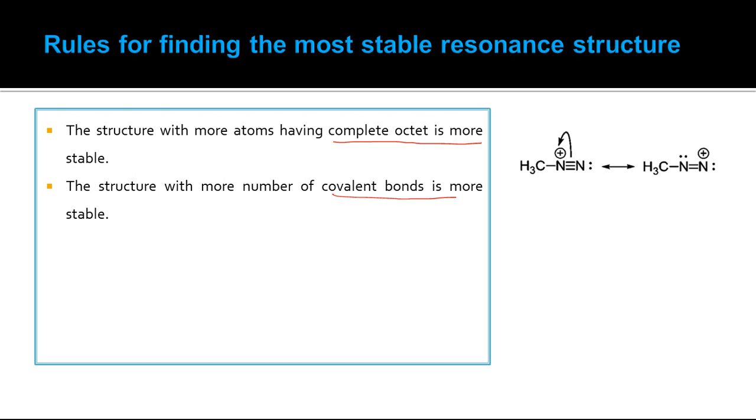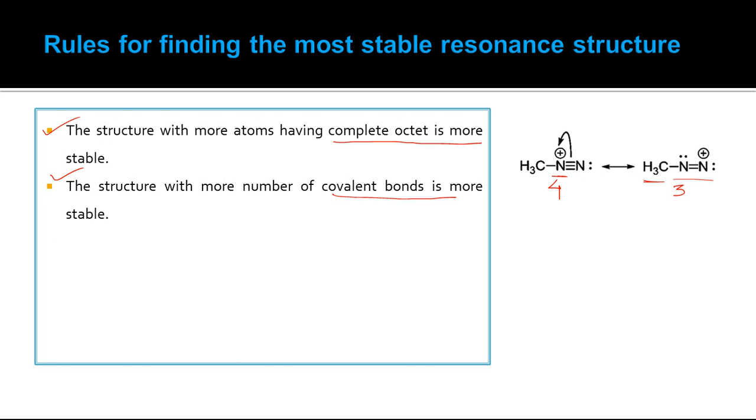Here we have CH3N2+. Positive charge is present over this nitrogen, and for the other resonance structure, if we break one of the bonds of this triple bond, then we will get this structure. Now in the first structure, the octet is complete, so this rule is satisfied. And if you see the number of covalent bonds, the total number of bonds here is 4. I am not considering the CH3 bonds because they are common in both. So if you just consider the C-N and N-N bonds, there are 4 bonds in total, and here we have 3 bonds.